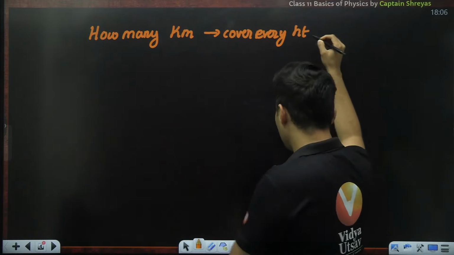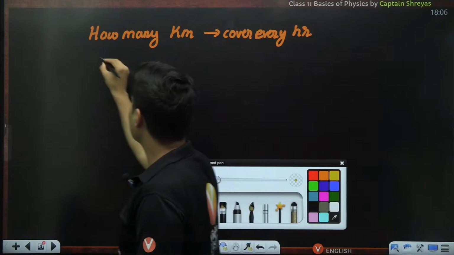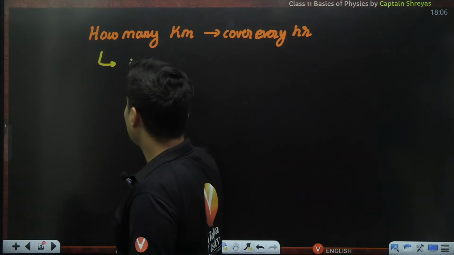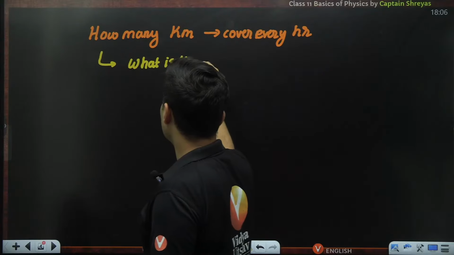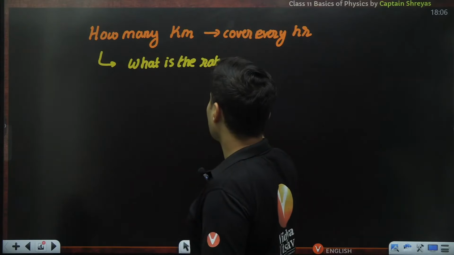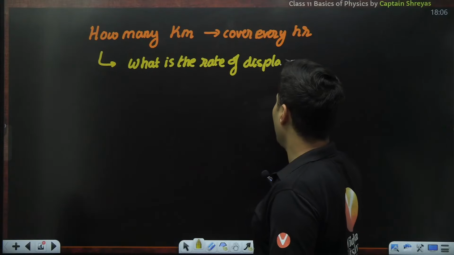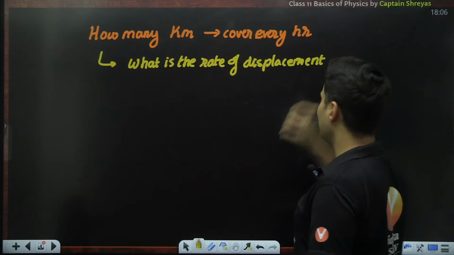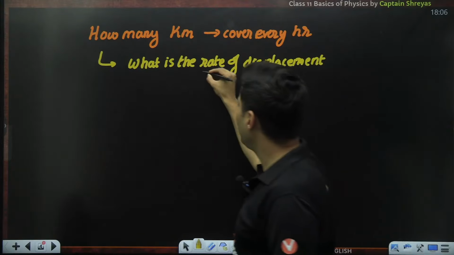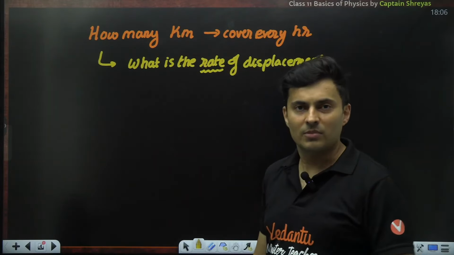What I'm essentially asking is, every hour, what is the rate of the displacement? And whenever this word rate comes, it is usually per unit time.